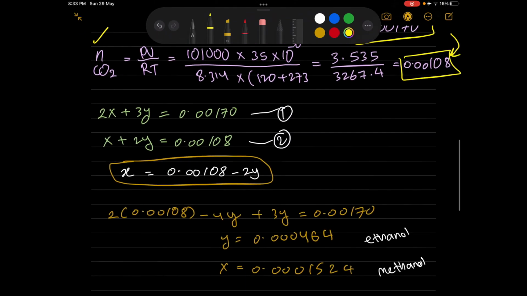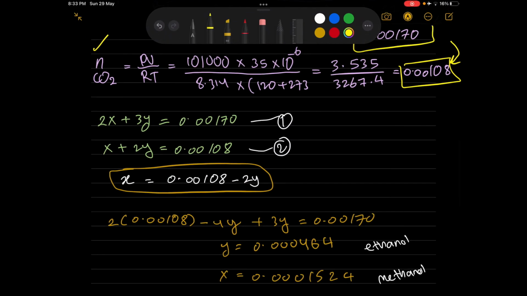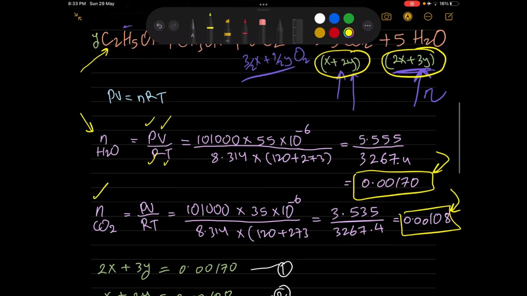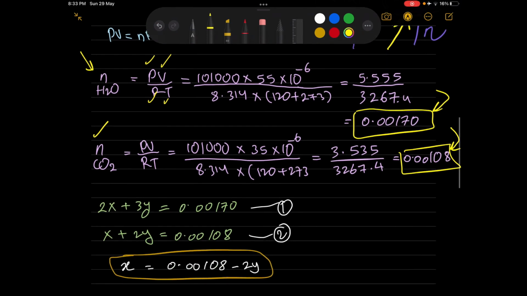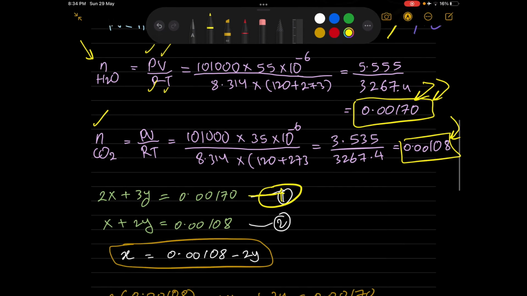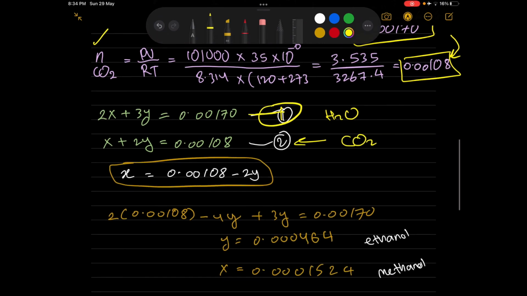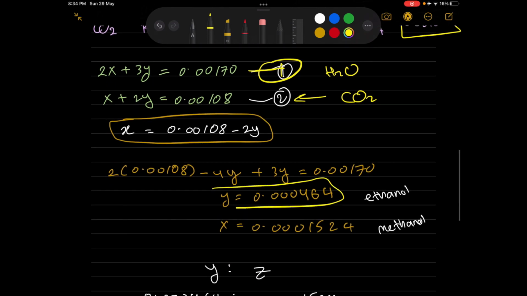So we're going to establish two equations. The first one represents water: 2X plus 3Y, and the mole of water is here. So we can establish the first equation, and we do the same thing for carbon dioxide. This is for the number of moles of water, and this is the number of moles of carbon dioxide. Now we can solve the equations of two variables, by substitution or elimination, and then calculate the value of Y and the value of X.